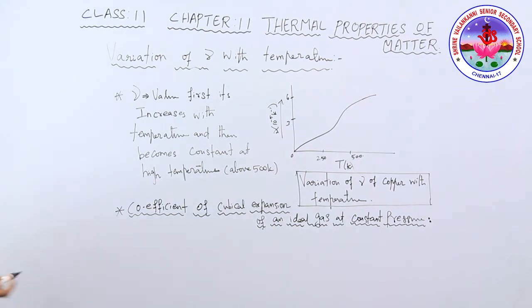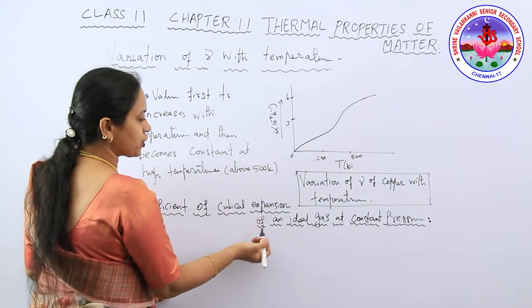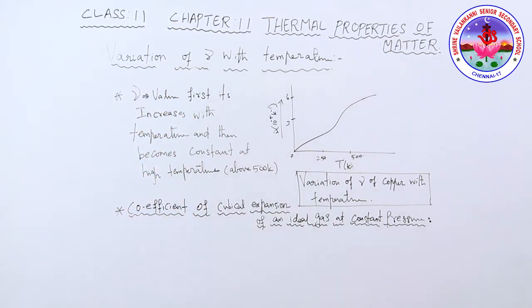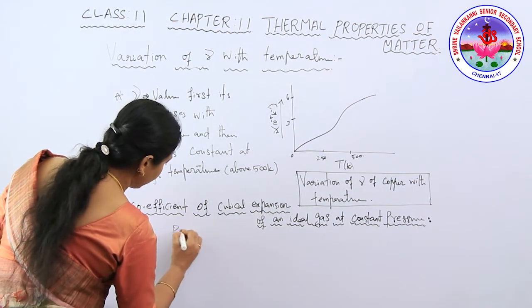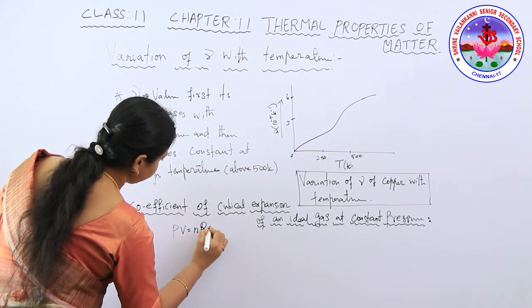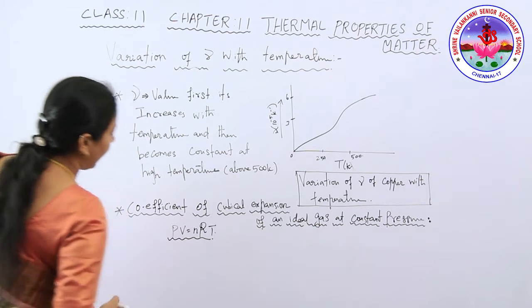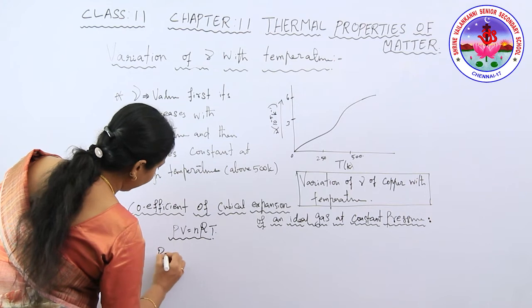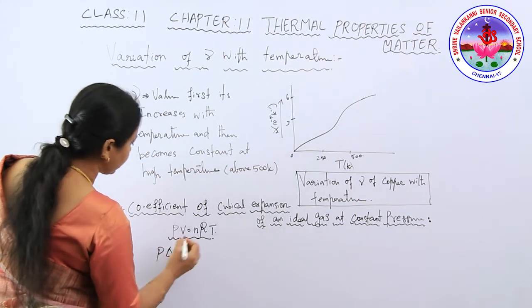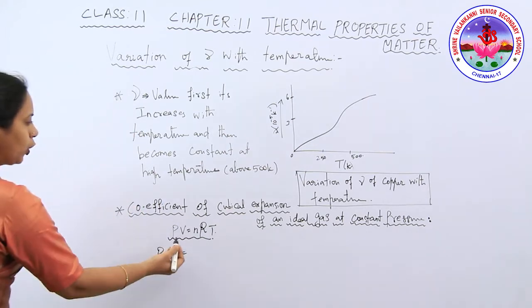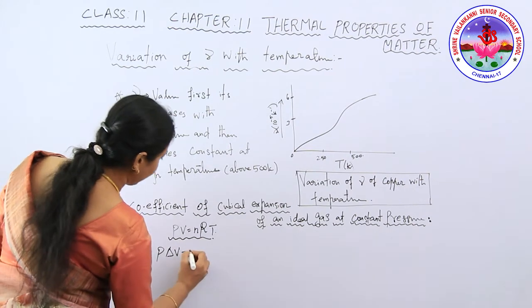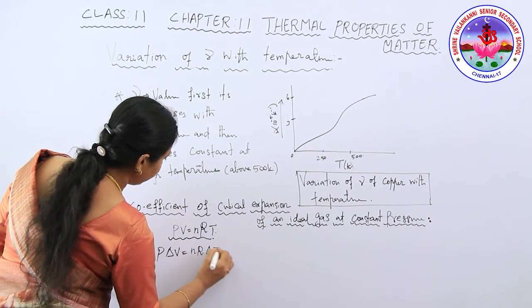Now the next one is the coefficient of cubical expansion of an ideal gas at a constant pressure. If we have taken a constant pressure, we'll get the formula as we know that PV is equal to nRT. Okay, so this is the ideal gas equation as we already know. So you must know that P into del V is equal to what? That is the change in this. What we want is the cubical expansion, so volume has to change.